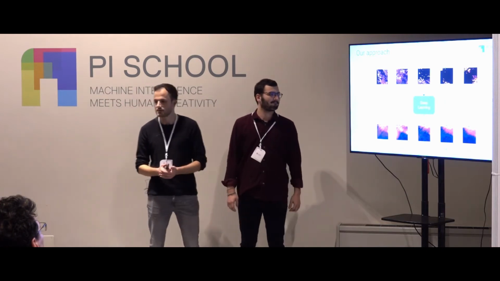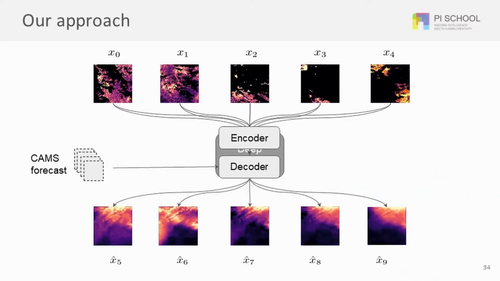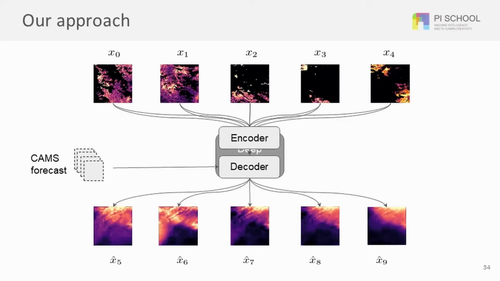We gather Sentinel-5P images, which are available daily, and we stack them into sequences of, let's say, 5 images. We then feed them to a deep learning model that learns to predict the next 5 images. To be more precise, we use an encoder-decoder network architecture, with the main building block being a convolutional LSTM. An LSTM is a neural network that is able to process sequential data.